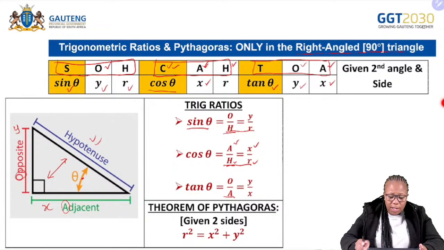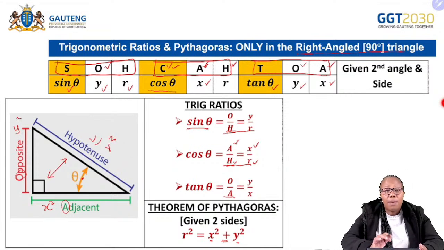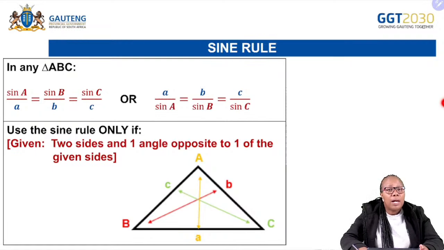Pythagoras states that the hypotenuse side, which is r squared, is equal to the sum of the squares of the other two sides. That means the square of the hypotenuse side is equal to the sum of the squares of the other two sides. But this is only applicable where you have a 90 degree triangle. Going forward, when we talk about two-dimensional and three-dimensional problems, yes, we will be applying our trig ratios with Pythagoras where we have a 90 degree triangle.